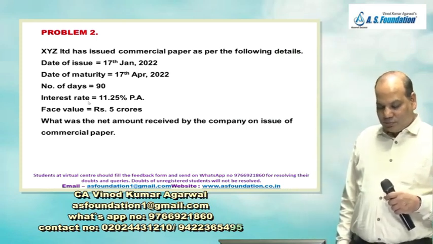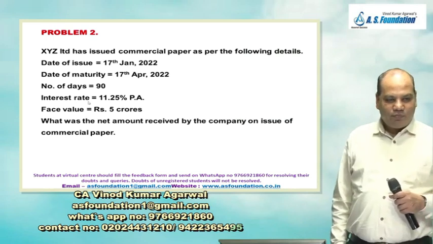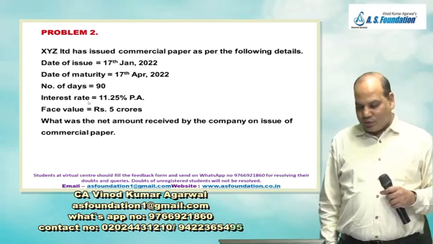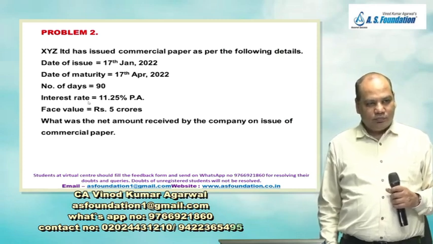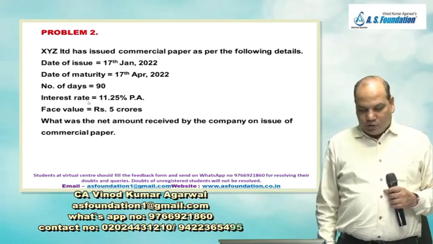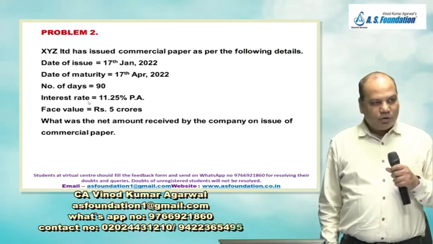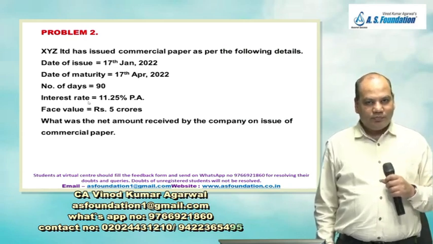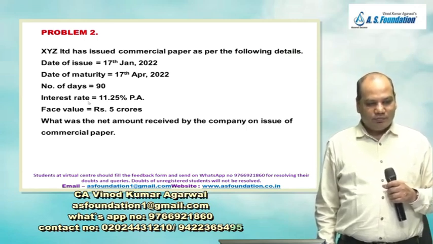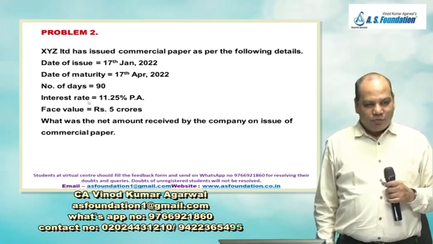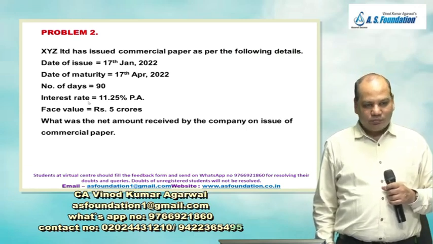So first 20 seconds will be allowed to the students. What was the net amount received by the company on the issue of commercial paper? It has to be less than 5 crore. Write neatly so that you can revise it also.